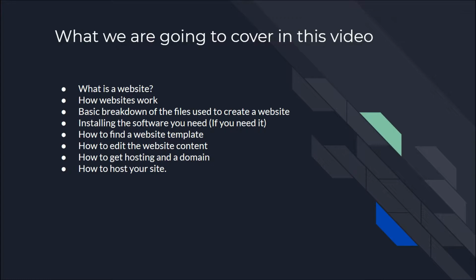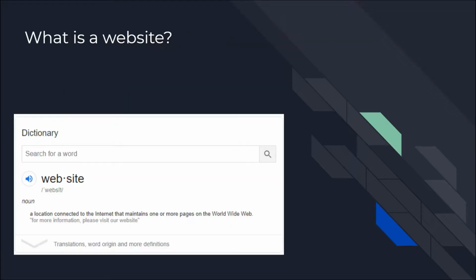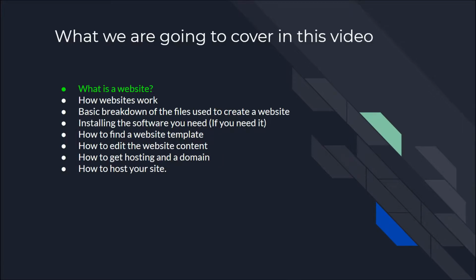Now, furthermore, let's move on to what a website is. A website is basically a location connected to the internet that maintains one or more pages on the World Wide Web. Thank you, Google. Let's continue and dive into what that really means. It's a little vague, I know, but we'll get through it.